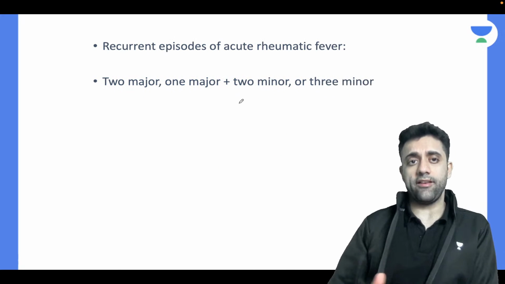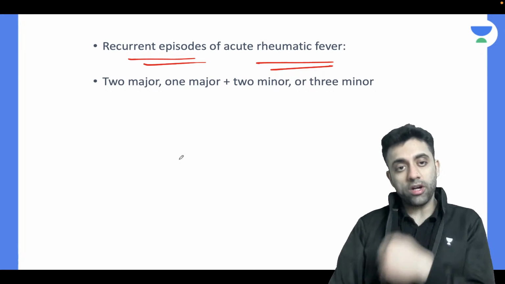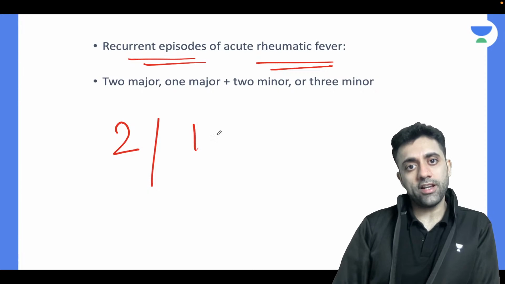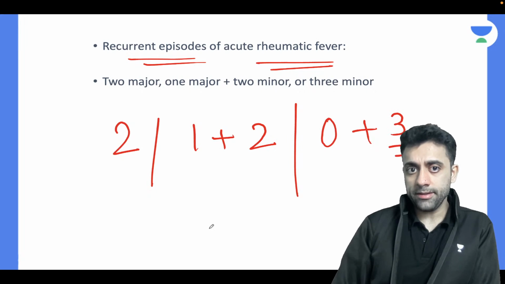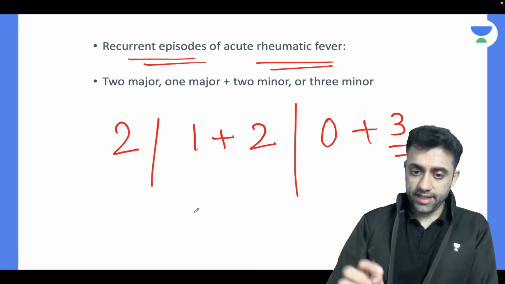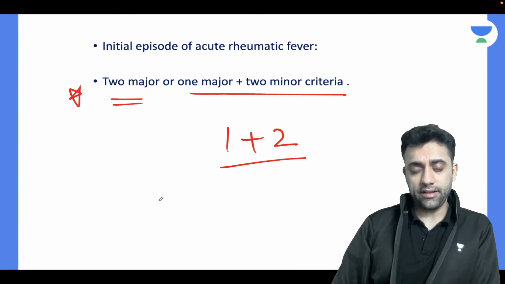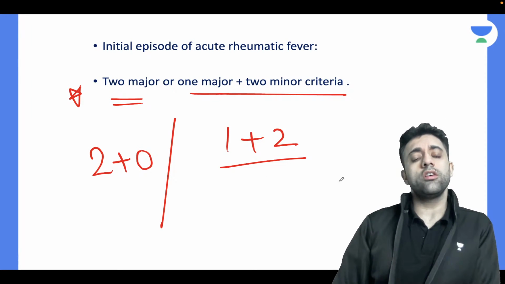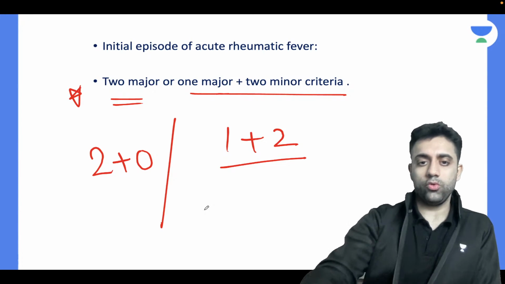If I am already having second or third episodes of acute rheumatic fever, then what will be the criteria? Either 2 major or 1 major plus 2 minor or 3 minor. Remember, very important. If first time I have been diagnosed with acute rheumatic fever, either 2 major or 1 major and 2 minor.